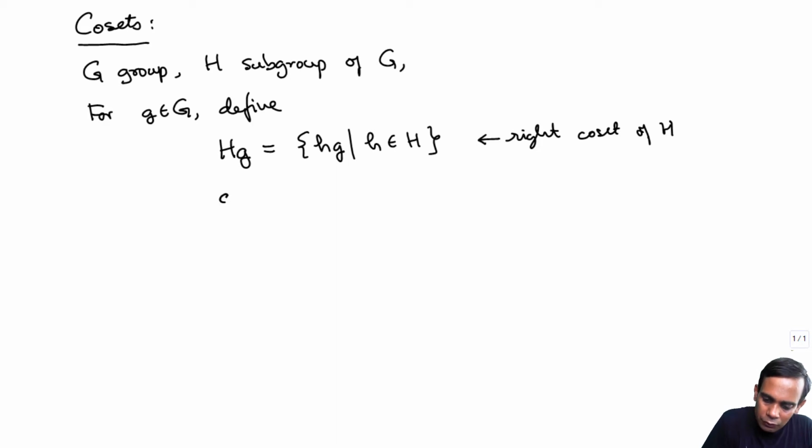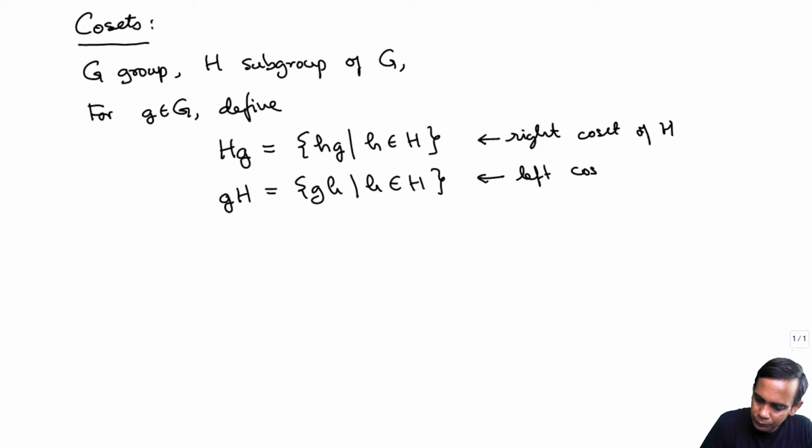And you can similarly define gH to be gh, where h belongs to H. This is called a left coset of H. So basically you've taken this subgroup H and then you've multiplied all its elements on the right by an element g of G.